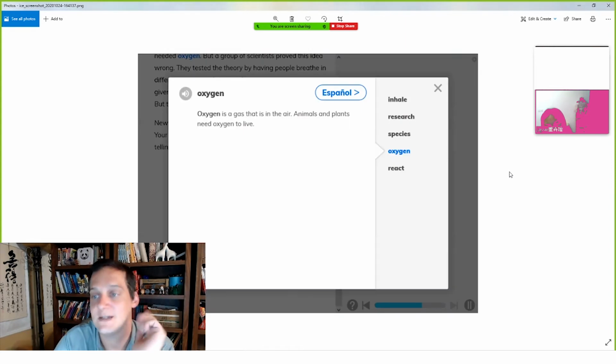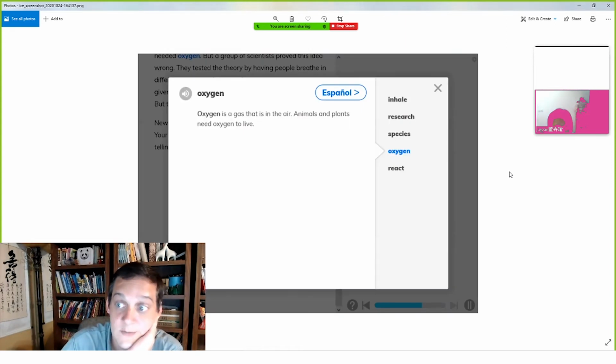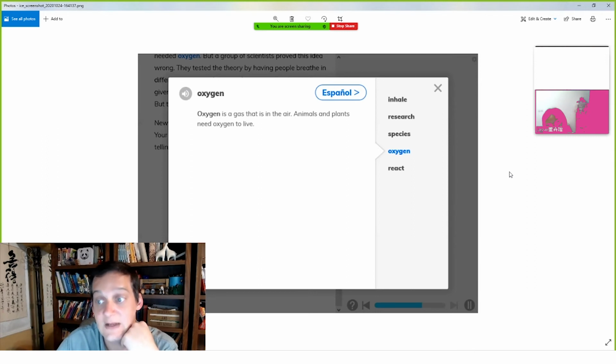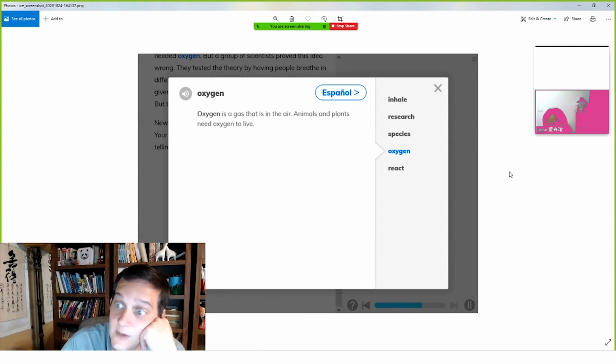What is oxygen? There it is. Comes up late, but it's there. Oxygen is a gas that is in the air. Animals and plants need oxygen to live. Or people. People also need oxygen. Every living thing needs oxygen in order to live, which is actually something that plants help to make. Plants need it and they make it.